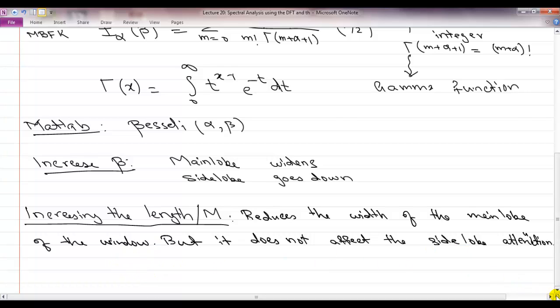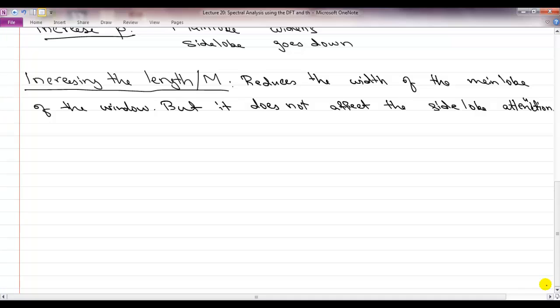So typically what you will be given is based upon your spectral analysis criteria. Someone will say, I want to achieve a certain side lobe height. I don't want the side lobe to be higher than this dB factor. And you are given the main lobe width, so you want to resolve two frequencies which are so close to each other. Based upon that, you will pick your parameters M and beta.